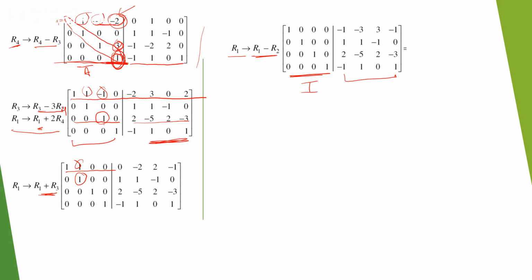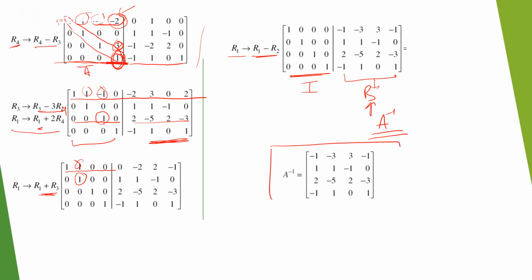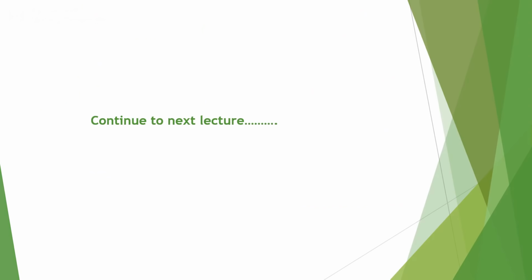side. That new matrix we call B. So this is the inverse of matrix A, that is A inverse. So this is the inverse of matrix A. Thank you. The rest of the topics we cover in the next lecture.